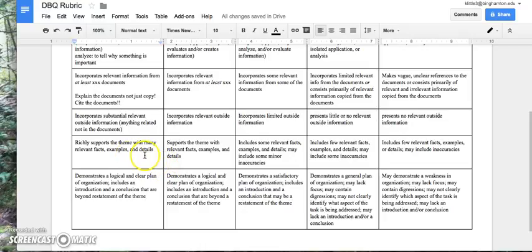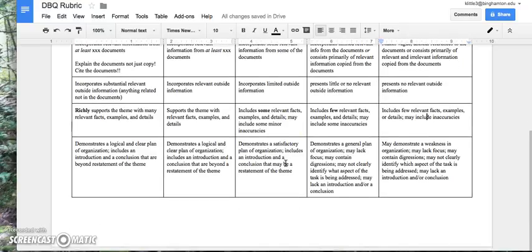Richly supports the theme with many relevant facts, examples, and details. Again, just look at these buzzwords about the difference. Richly. This one doesn't have richly, so that would be a few less. Some, meaning not a lot, not a little, just some. This one has few. And this one says may include inaccuracies, this one inaccuracies, meaning maybe you just said the wrong date or the wrong name.